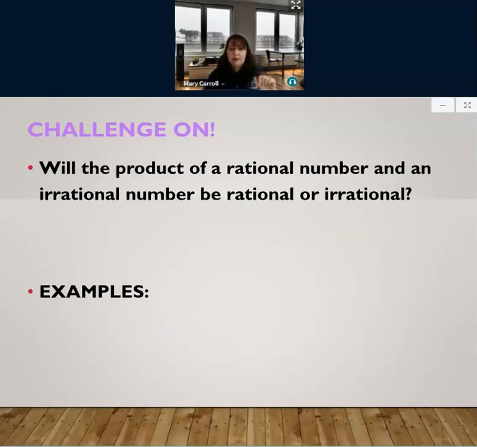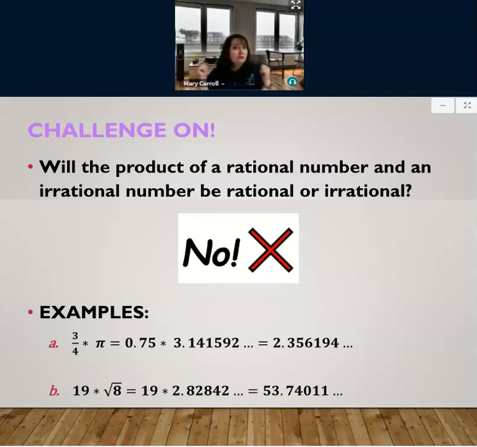Let's try another one. What about if I take the product of a rational and an irrational number? Will I get a rational number? Pause the video and see if you can figure that one out. Nope, I won't. I will actually get an irrational number. So when I take 3/4 and multiply it by pi, it makes it a number that just keeps going on forever as well. 19 times the square root of 8 also gives me an irrational number.